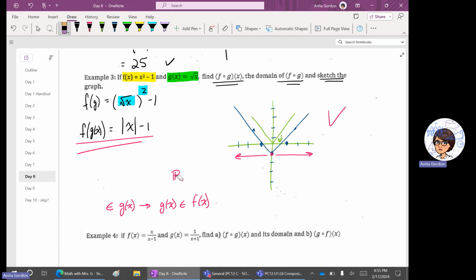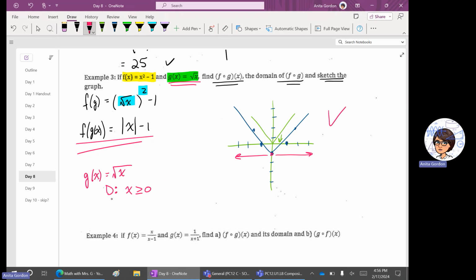So let's erase our thoughts here. And let's take a look at the inside function. The inside function is g of x, which is the square root of x. This is not a domain of all reals. This domain is that x has to be greater than or equal to 0, because inside the square root I can only have positive numbers.